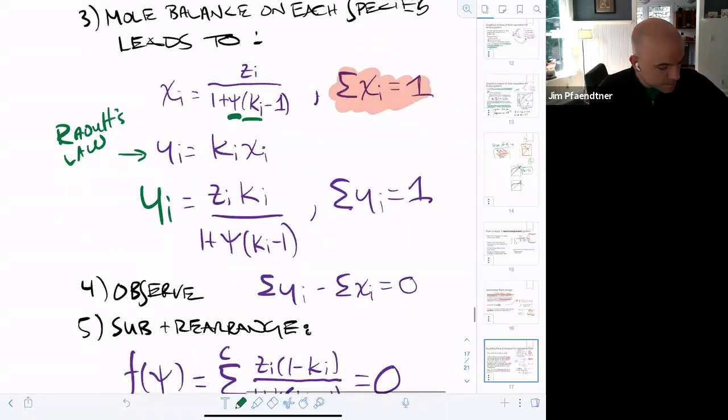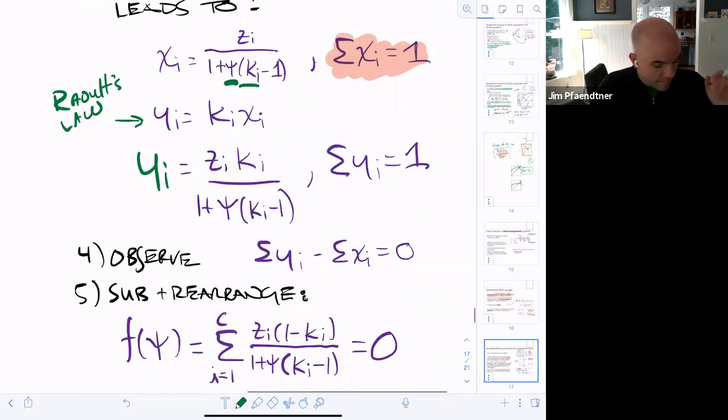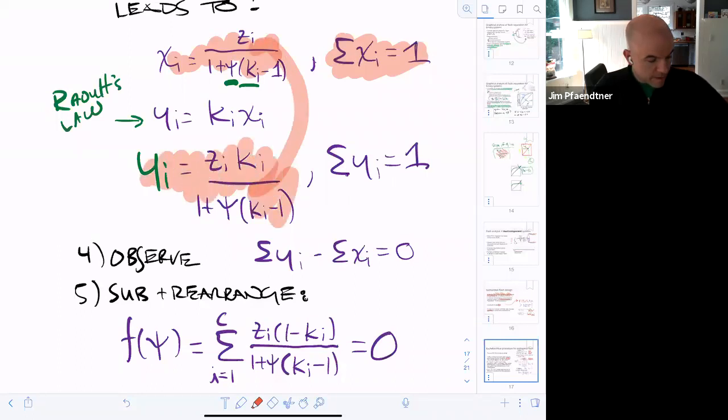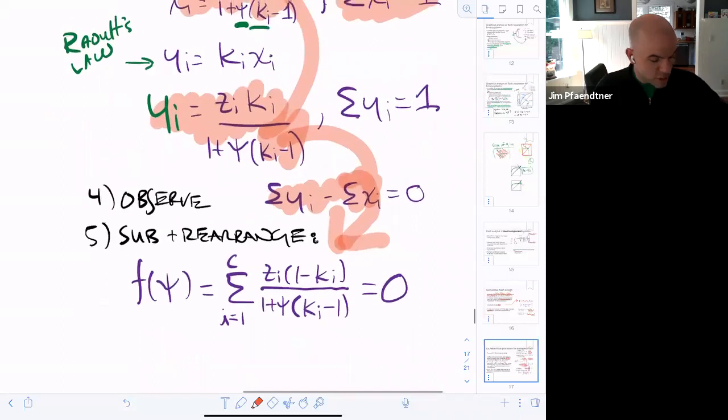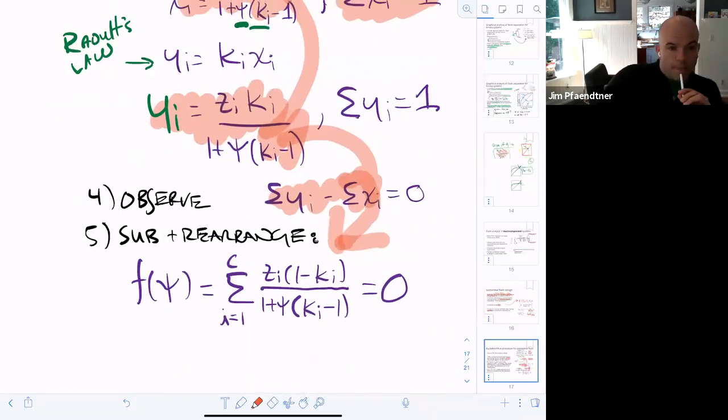So once we have this, here's what's going to happen. There is a substitution and rearrangement of all of the yi's and all of the xi's. I'm going to trace with my highlighter. I've got my xi's right here, and my yi's right here. I have this relationship that's set equal to zero. And when I substitute all of that, I get this equation. It's one very long nonlinear equation, f of psi. The only unknown variable in that equation is psi.